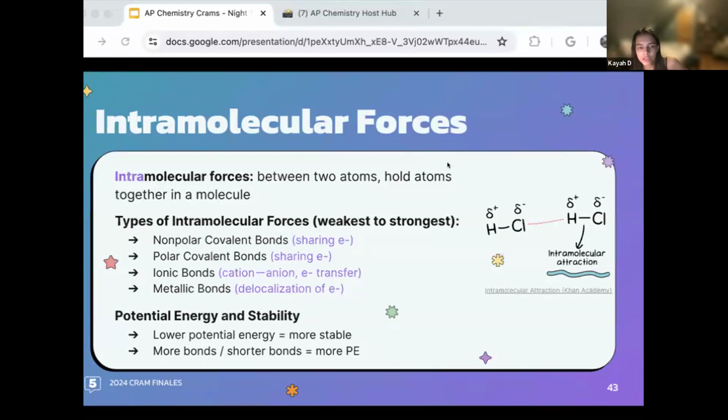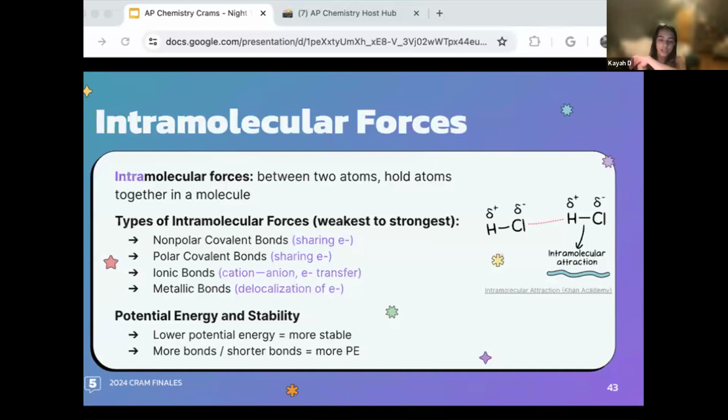The types of intramolecular forces from weakest to strongest are nonpolar covalent bonds, because they're sharing electrons. Polar covalent bonds, they also share electrons. You have the ionic bonds, which form a cation and an anion because the electrons are transferred. So one of them becomes more positively charged, and the other becomes more negatively charged. And then you have the metallic bonds, which are the delocalized electrons, like we set up earlier.